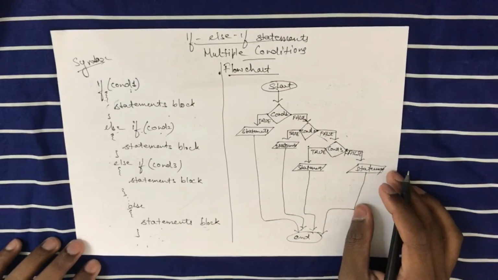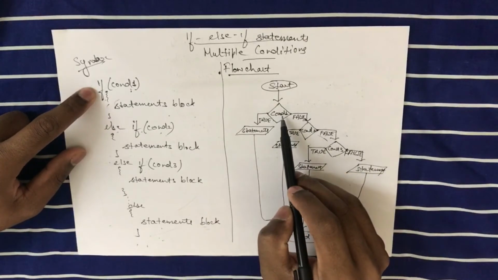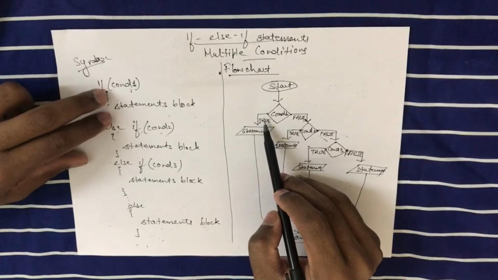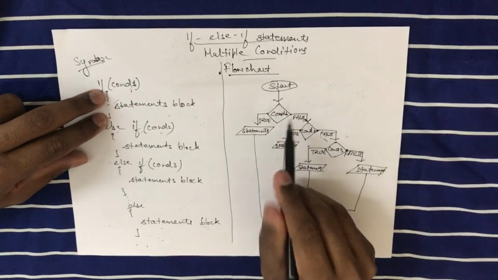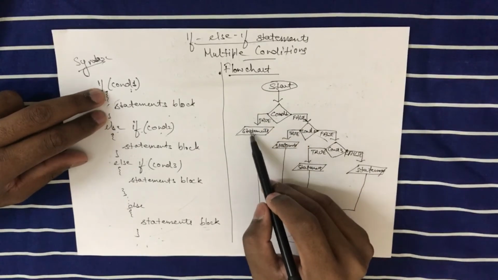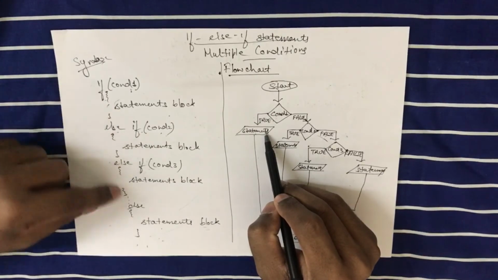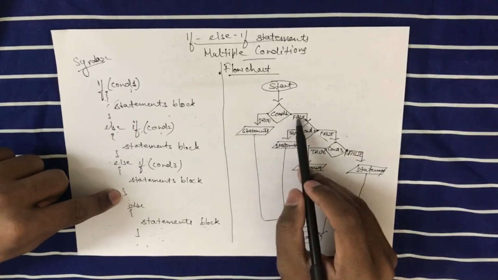So I'll repeat once again. First start, then it comes to the first condition. When this condition gets satisfied, it executes this block of statements, which is this one. Every rhombus has two parts. One is the true and the other one is the false part. Now the true part executes the statements block, then it skips all these conditions and comes to the end of the program. Suppose this condition gets failed.